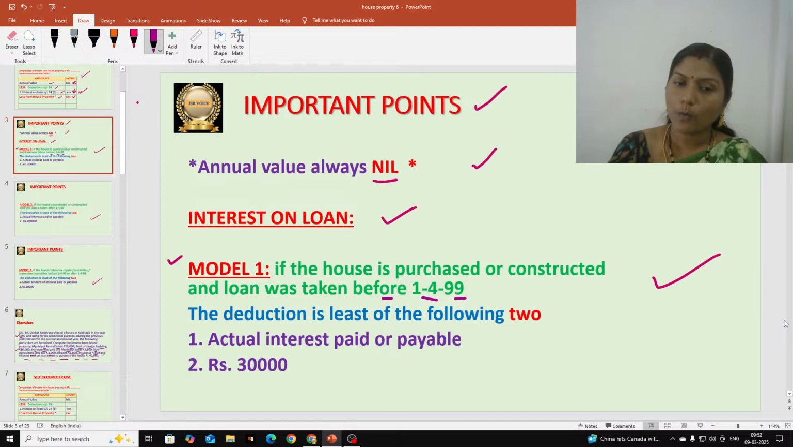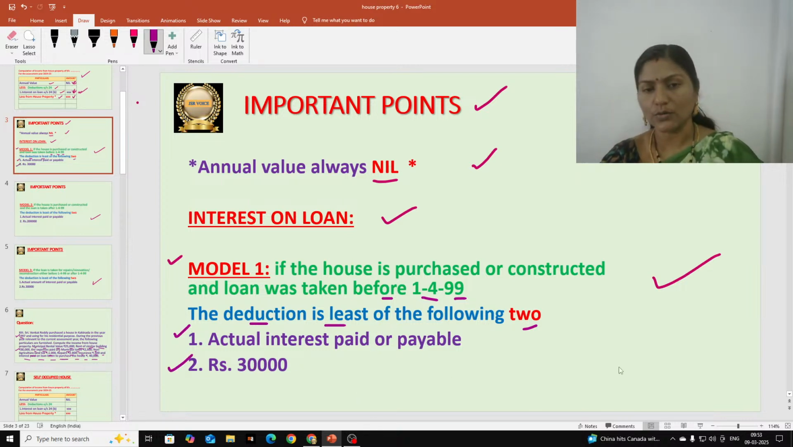How did we come to know? Because we checked the date of purchase in the question. He purchased in the year 1997, which is before 1-4-99. He took the loan before 1-4-99 for purchasing the house. So we should apply model 1 only to give deduction under section 24B for interest on loan. What is model 1? The deduction is the least of the following two. First is the actual interest paid or payable, and second is rupees 30,000. We apply this for calculation of interest on loan under section 24 subsection B.